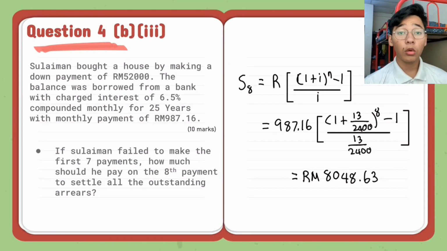Next, I will present question 4B3. The question is, if Sulaiman failed to make the first 7 payments, how much should he pay on the 8th payment to settle all the outstanding arrears? We need to use the formula, which is S, the future value, equals R in bracket 1 plus i power of n minus 1 per i, plus bracket. After you solve this question, you will get 8,048 ringgit and 63 cents.